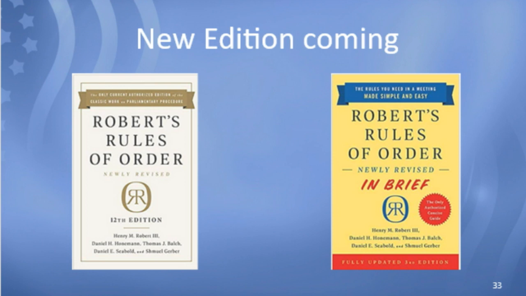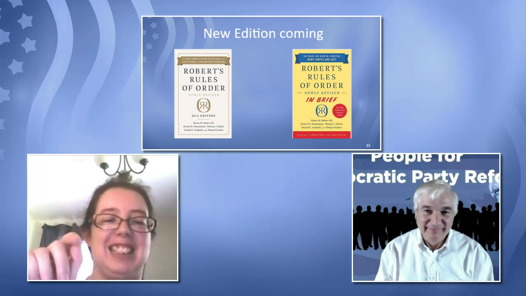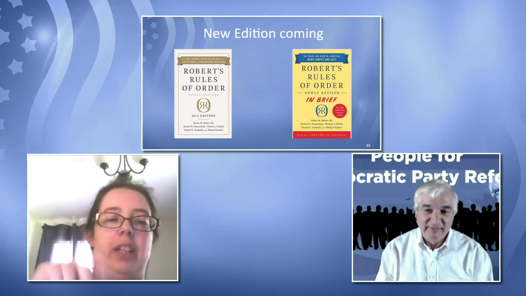The current edition is black and gold. I would recommend, honestly, that you not get that book. It's hard to read, and unless you really, really want to learn about parliamentary procedure and get all the ins and outs and go down all the rabbit trails, don't get that one. What you should get is the yellow book, Robert's Rules of Order in Brief.